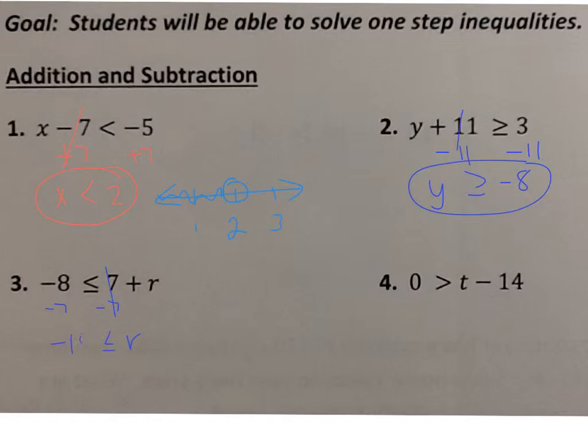And we get negative 15. Since r is on the right, we are going to flip around the inequality, and we must flip the sign when we flip around the inequality. Go ahead and do number 4 on your own.